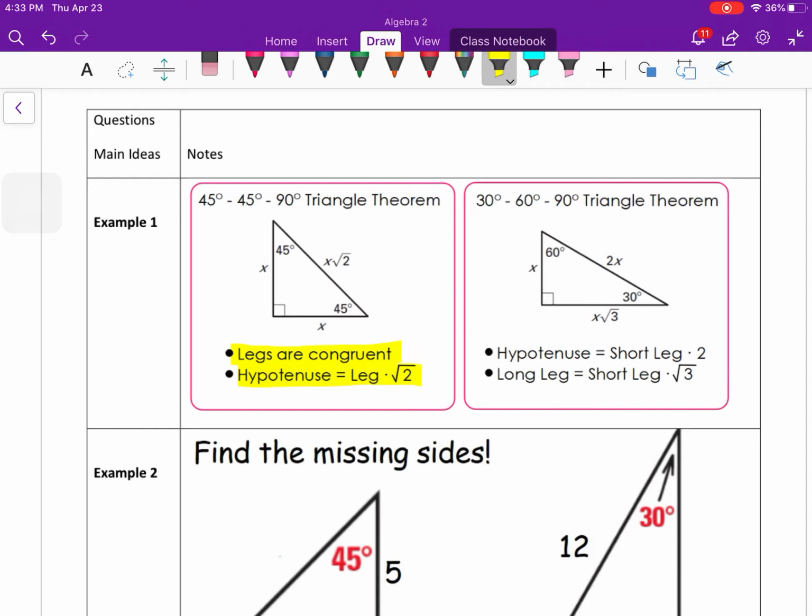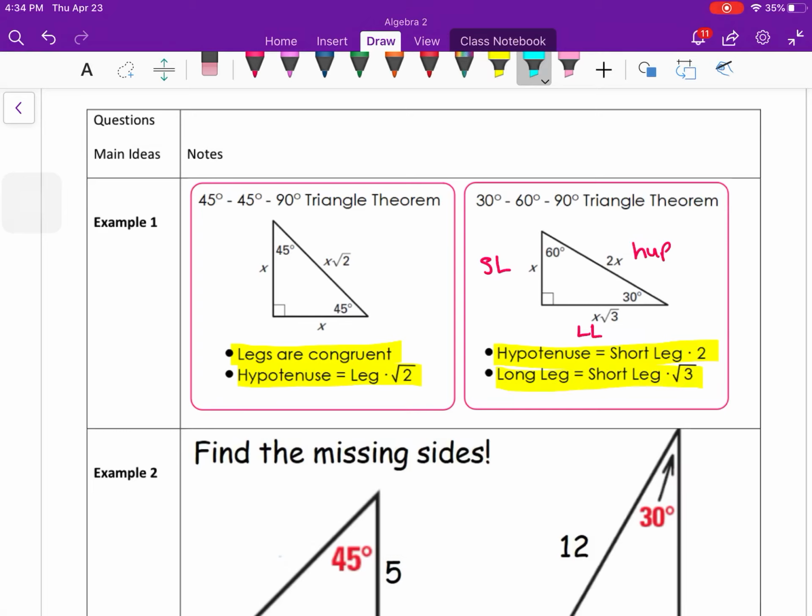Okay? And then in a 30-60-90 triangle, you have a short leg, a long leg, and the hypotenuse. The short leg is always across from the 30-degree angle. The long leg is always across from 60 degrees, and the hypotenuse is always across from the 90-degree angle. And then the two things you'll need to remember for the 30-60-90 triangle is that the hypotenuse is twice the measure of the short leg, so 2 times the short leg. And the long leg is the short leg times the square root of 3.